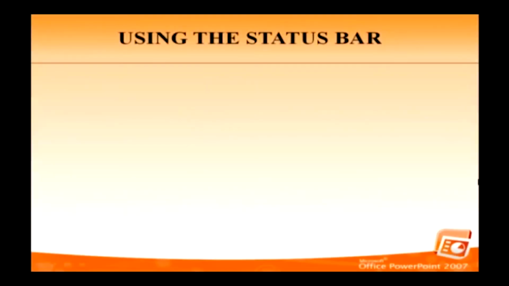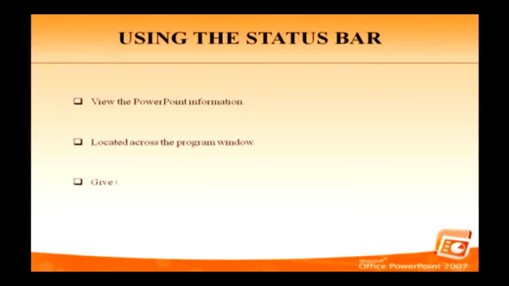Using the status bar. You can view the information for your PowerPoint presentation by right-clicking in the status bar. This is located across the program window and will give you the information about the current presentation. Now, let's talk about the status bar, an important screen component of Microsoft PowerPoint 2007. There are several options available in the status bar.